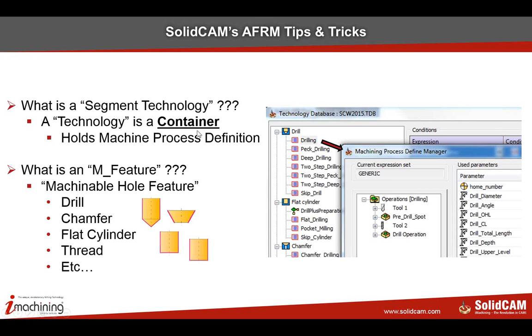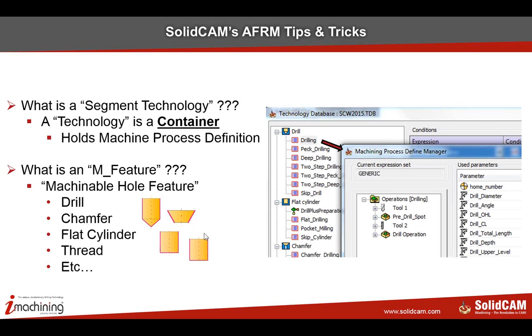But essentially, this container holds a machine process definition. And as I said before, it's based on the feature type. Well, what is the feature type? That's that group of types that we just went through there, the different types of geometry that it's going to see when it analyzes the model.